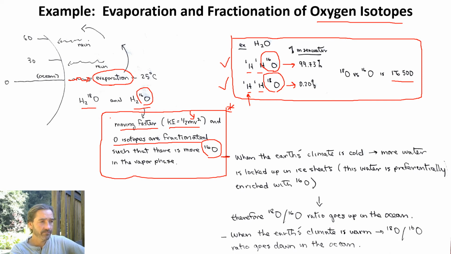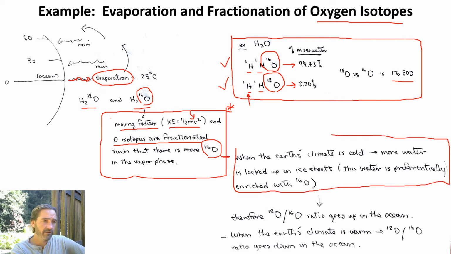So let's consider the first idea, knowing that we get fractionation from evaporation. So when the Earth's climate is cold, there's going to be more water locked up into the ice sheets, and that makes sense. And so this water in the ice sheets is enriched with oxygen 16. And that's because it's from the process of evaporation.